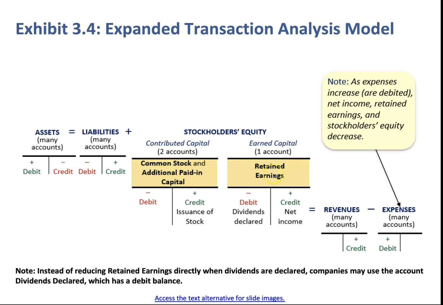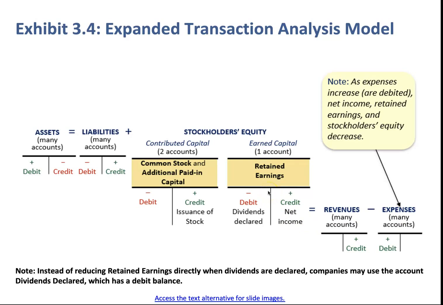So retained earnings, as we talked about before, equals the beginning balance of retained earnings plus net income minus dividend. So when a company recognizes revenue, that would increase the net income and thus increase retained earnings. On the other hand, if a company has incurred expenses, that would decrease the net income. And decreasing net income would decrease the retained earnings.